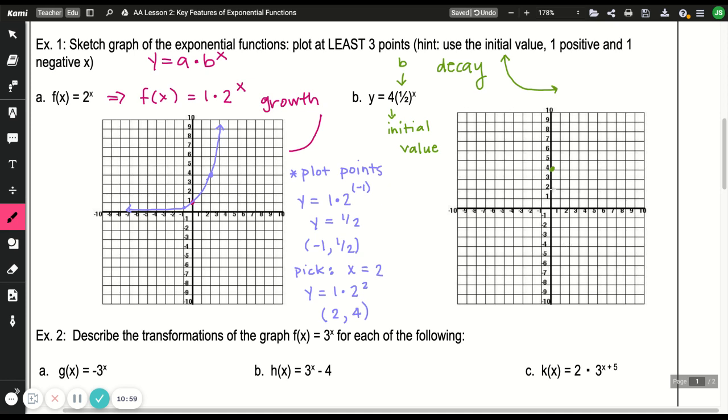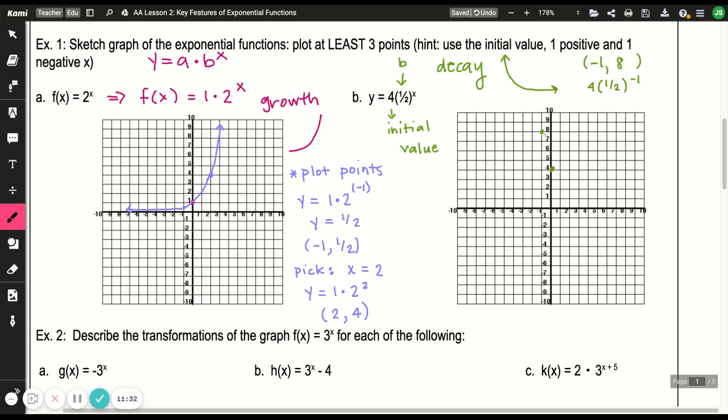So I'm going to put a negative in. I'm going to pick a number, -1 for the x. You could use -2. If I put -1 in here, I'm going to plug that into my calculator. 4 times 1/2 to the -1 should give you 8. So -1, 8 is a point on my graph. -1, 8 is a point on your graph right there. So there's my initial value.